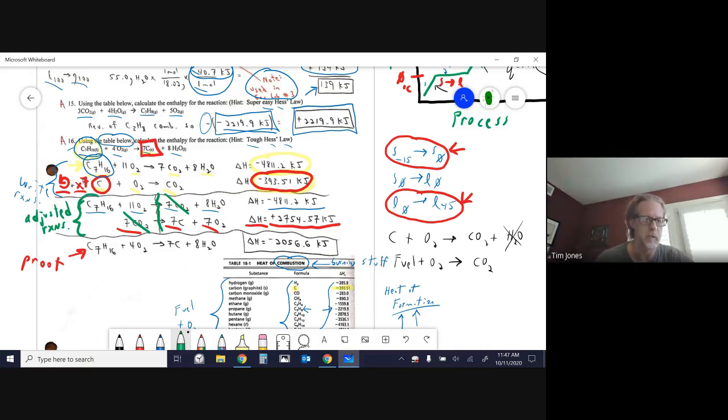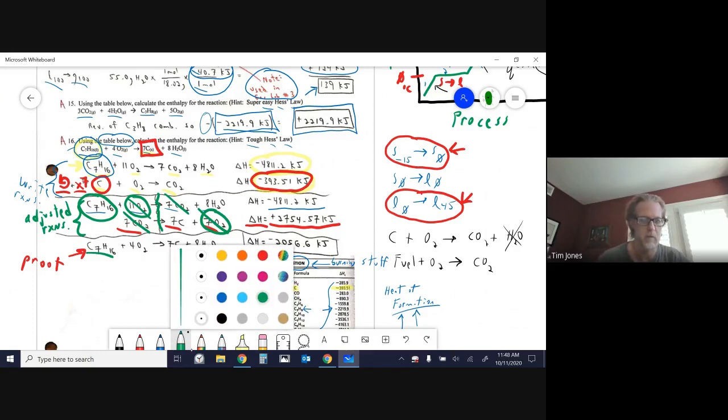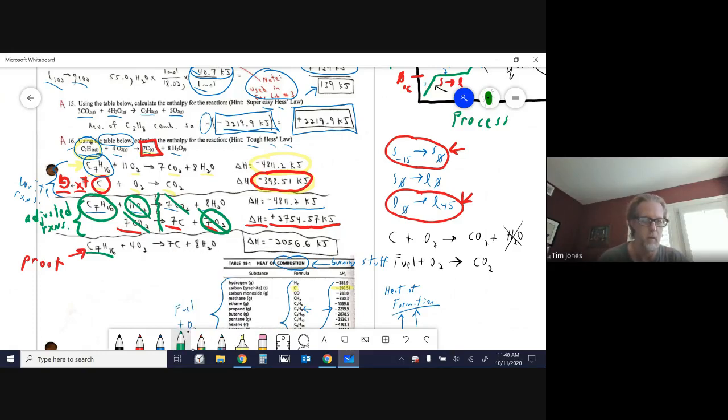This is the only one of its kind, so I copied it down here. This is the only one of its kind. Actually, no, I take that back. I've got 11O2 on the left. I've got 7O2 on the right, so this gets canceled, and that leaves 4O2, and so I wrote that here. This is the only one of its kind, so I kept it. This is the only one of its kind, so I kept it.